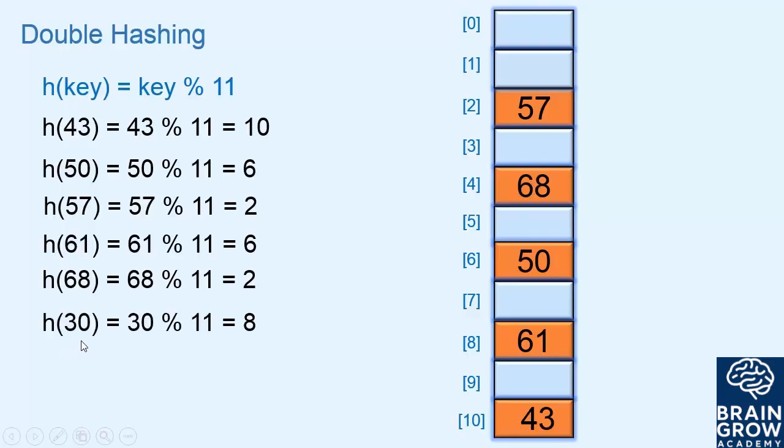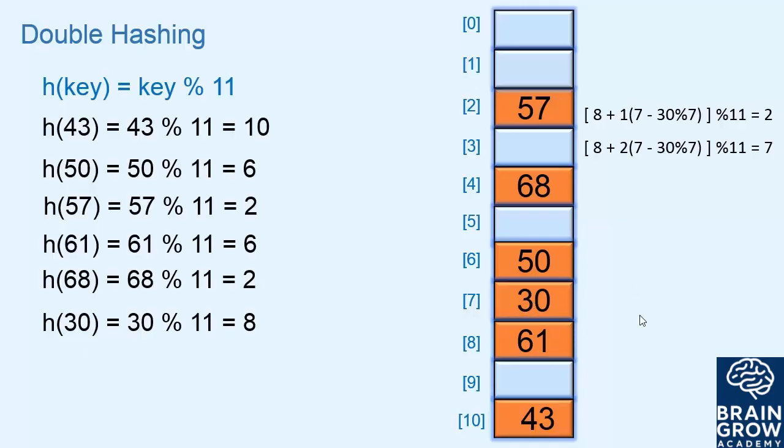Now we have to insert this key 30. It is mapped to location 8, which is already occupied. So we calculate the next probe location. It comes out to be 2. But location 2 is also occupied. So we calculate the next location, and this time the value of i is 2. Now this next location comes out to be 7. This location 7 is empty, so we insert this key 30 at location 7. So this is how we insert the keys.